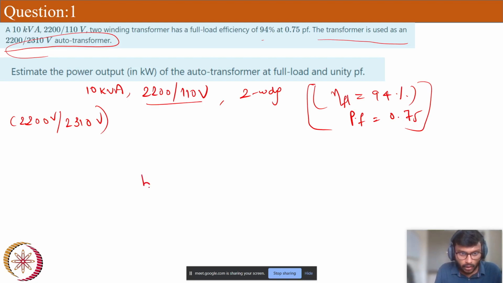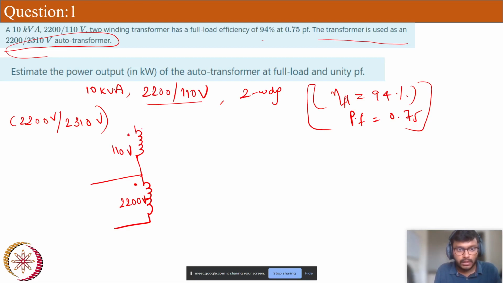Now let me draw. This is my HV, 2200 volts, and this is 110 volts. Now I have connected these two, and this is my dot. This is my dot. I am taking supply output voltage here.